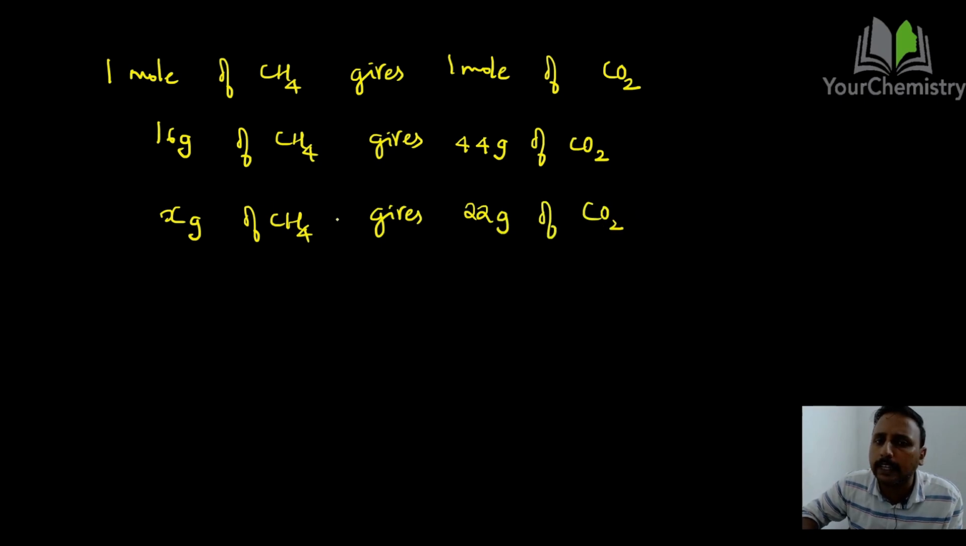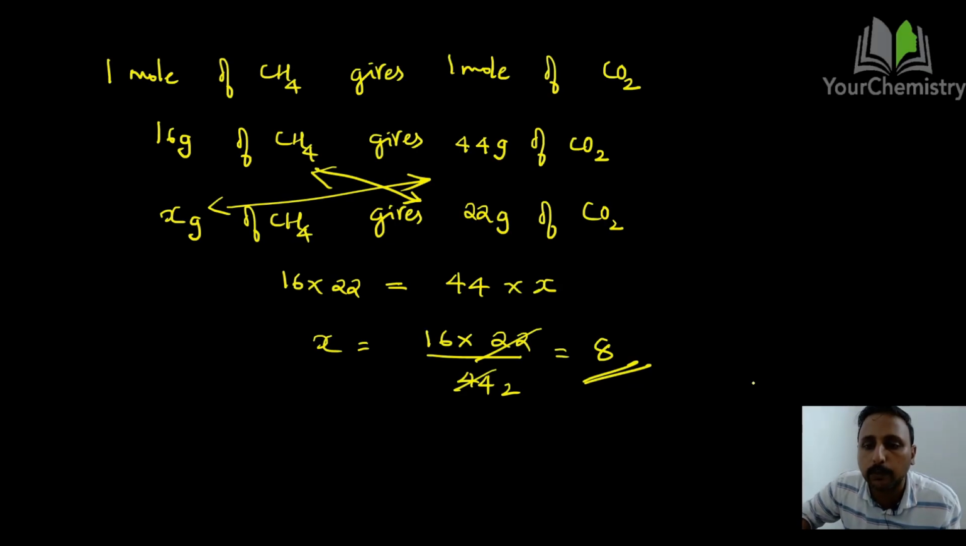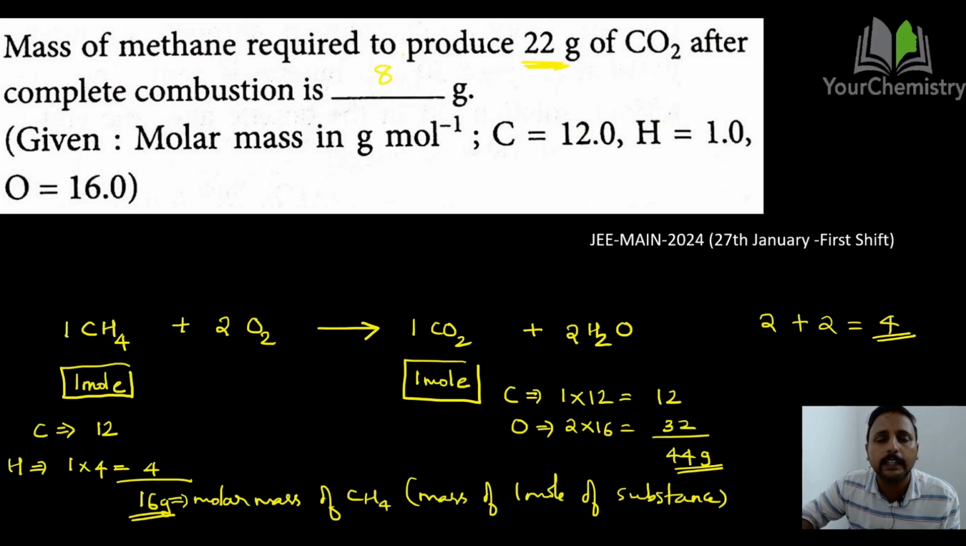How can we solve this X? Like the usual way, cross multiplying, that is 16 into 22, which is equal to 44 into X. So what is X? X will be 16 into 22 divided by 44. So this will be 2, that is 8. So the answer for this question is 8 grams. Clear? Shall we go to the next question? Yes.